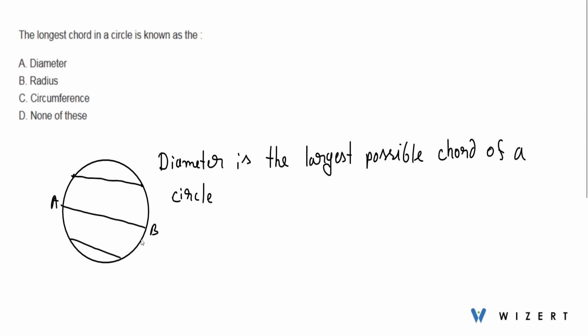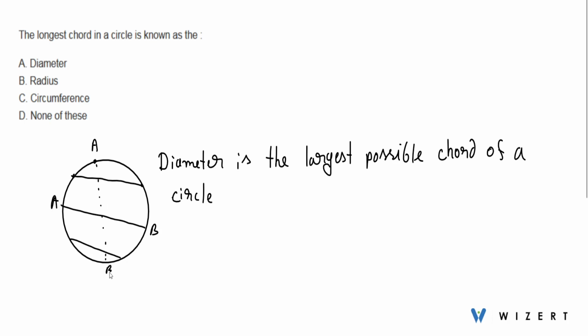Or you can define this in another way. Suppose you are standing anywhere on the periphery of the circle. Suppose you are standing over here, right? Now you have been asked to go from one end to the exactly opposite end in the shortest possible way. Then the shortest possible way will be the diameter of the circle, that is this path.